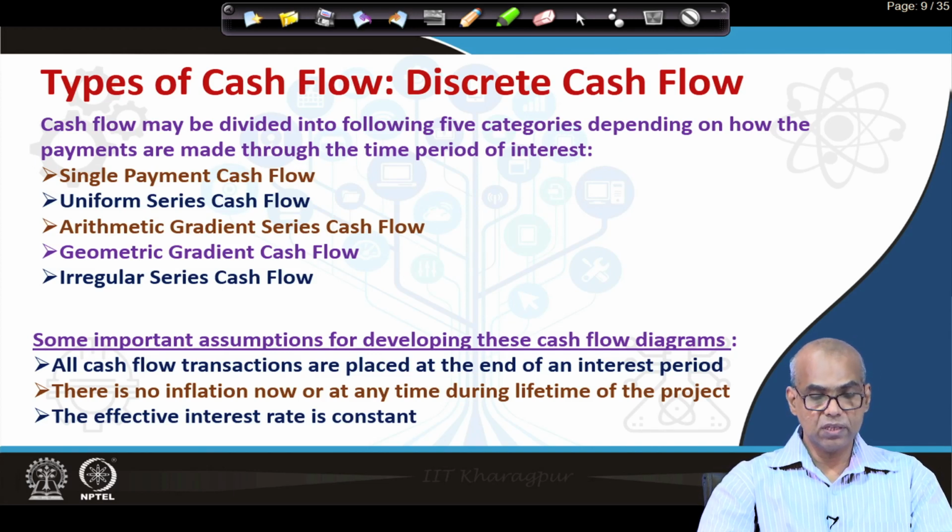Now, there are certain assumptions for developing these cash flow diagrams. All cash flow transactions are placed at the end of an interest period. There is no effect of inflation. So, there is no inflation now or at any time during the lifetime of the project. Also, it is assumed that the effective interest rate is constant throughout. So, we will now look at these 5 different types of cash flow diagrams.